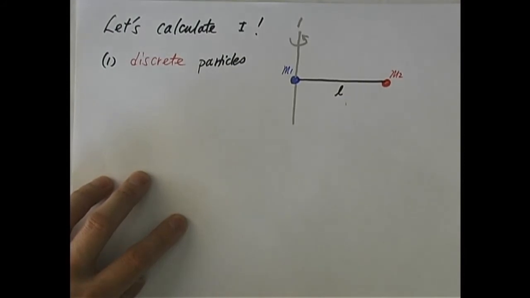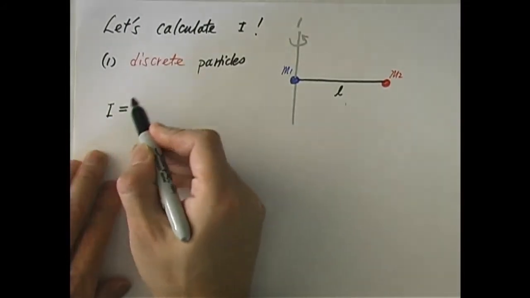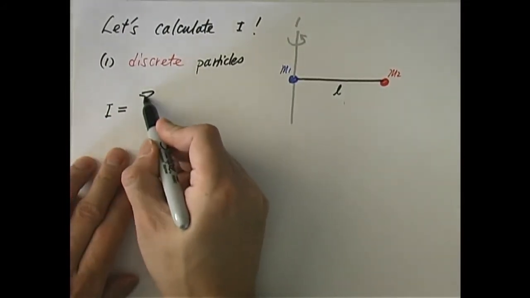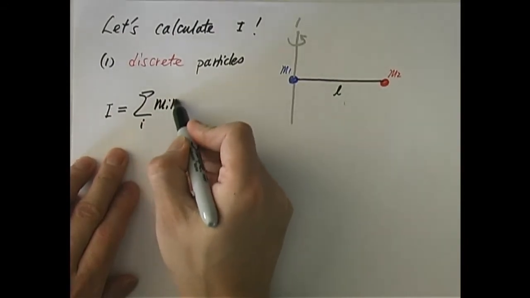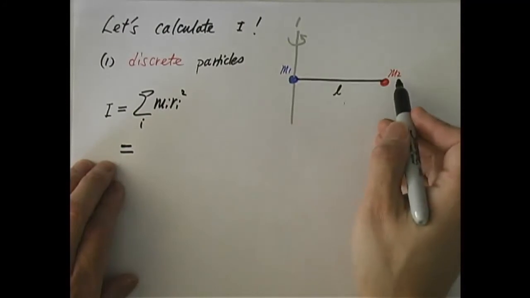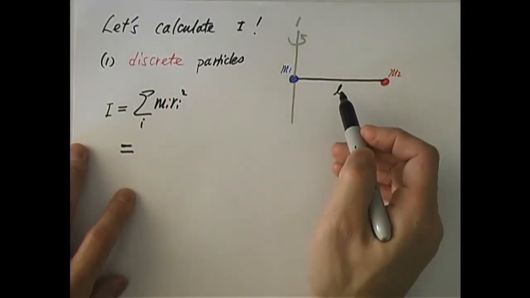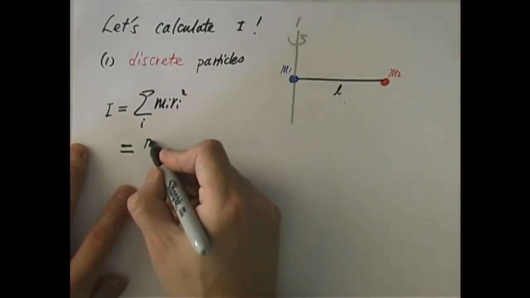What is the rotational inertia? Let's see now. I have to do the summation. I equals the sum of mi ri squared. In our case, the sum has two terms because there are only two point masses: m1 r1 squared plus m2 r2 squared.